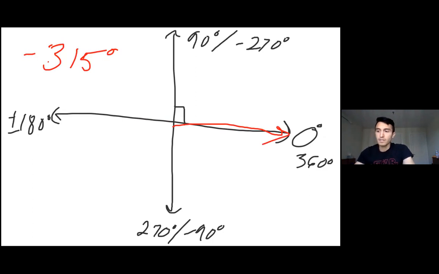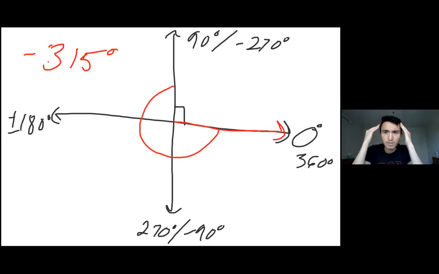Negative 315 is in between negative 270 and, of course, negative 360. So we're going to be somewhere in here, somewhere in there. So here's our initial side. We're going to go all the way around to negative 270. And so you just have to pretty much estimate after that, right?